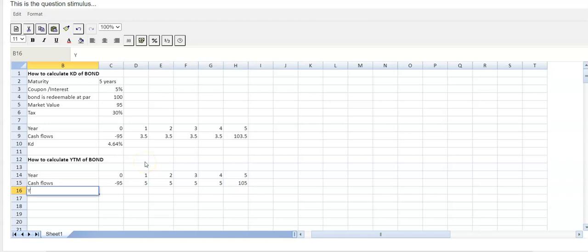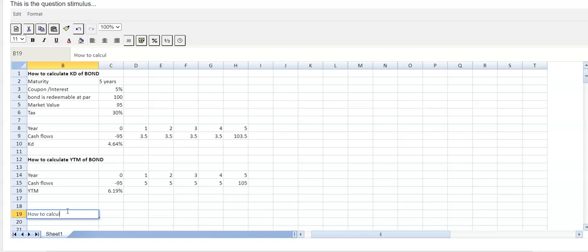Now calculate YTM. Formula is same. IRR bracket start, select all cash flows from year 0 to year 5, convert it into percentage, 6.19%. Now let's calculate how to calculate market value.